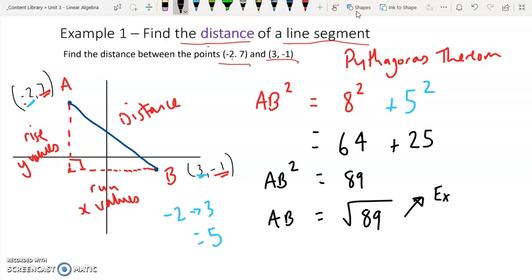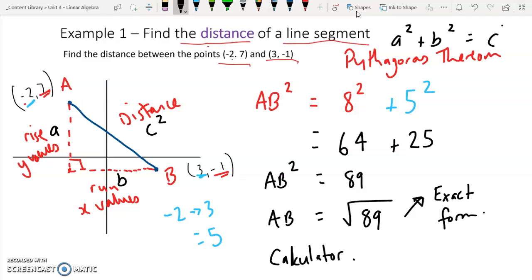We keep it in this form unless specified otherwise. If they said to find it to 2 decimal places, use your calculator. But that is the distance. So we find a, b, c: a squared plus b squared equals c squared. Find the distance between the y values, the distance between the x values, add them up, then square root them. That's the distance.